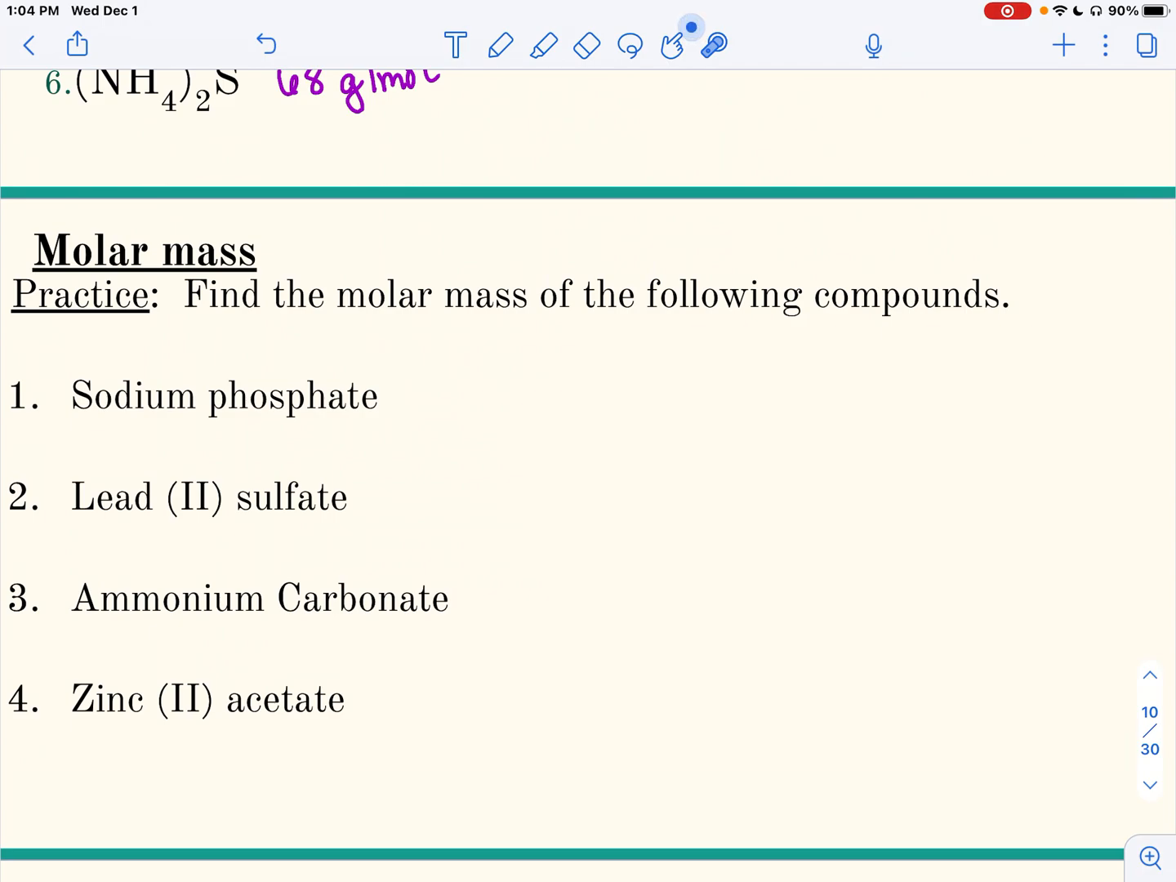For this one, you're going to translate these, write the formulas, and then find the molar mass of them. So go ahead and pause the video. You're going to write the formulas just like you did in Unit 2, and then come back and find the molar mass. I'll write the formulas first, so you can check to make sure you had those right. And if you didn't, go back and fix your molar mass before you come back.